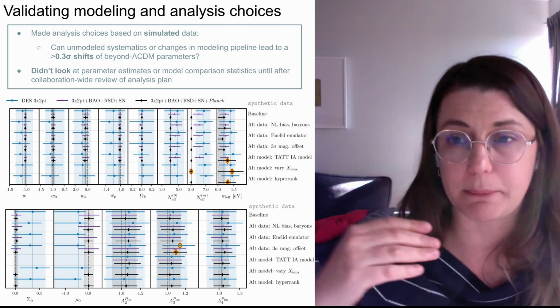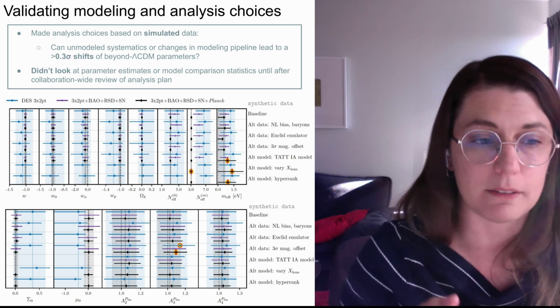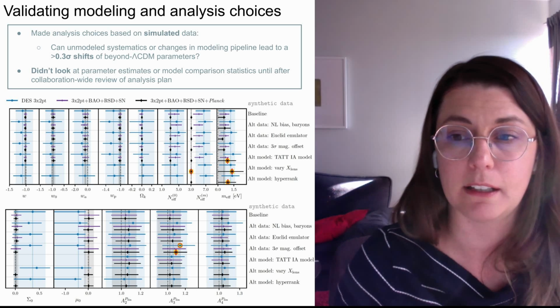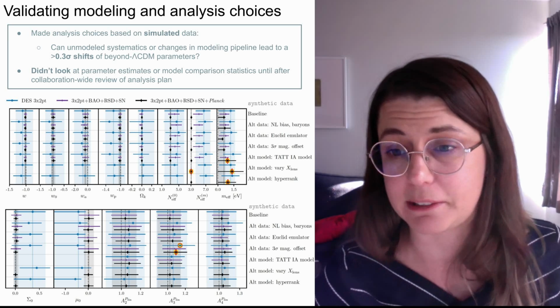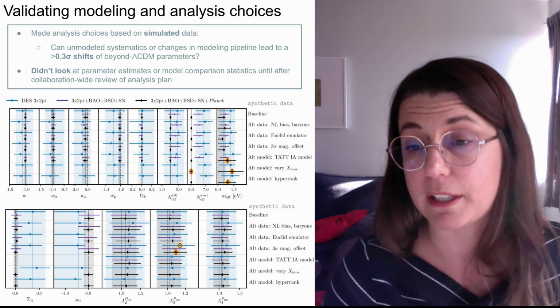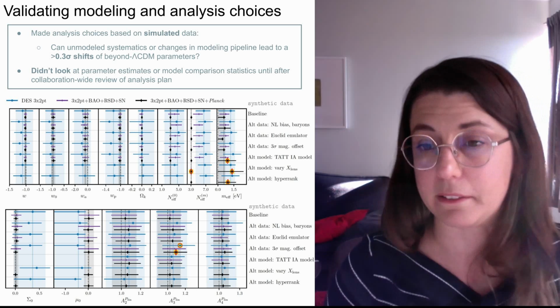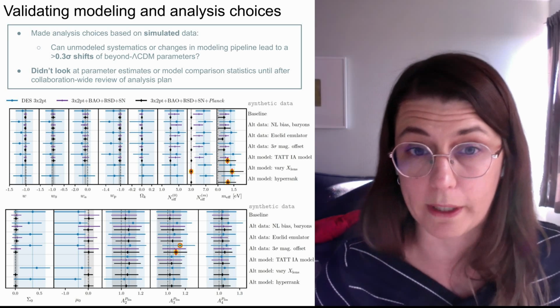We have a systematized approach through the analysis, where we made nearly all of our analysis choices based on the analysis of simulated data, where we could make sure that injecting some unmodeled systematics doesn't shift our results around that much, or if it does, that we can understand what's going on there and change model choices or scale cuts or how we're going to present results accordingly.